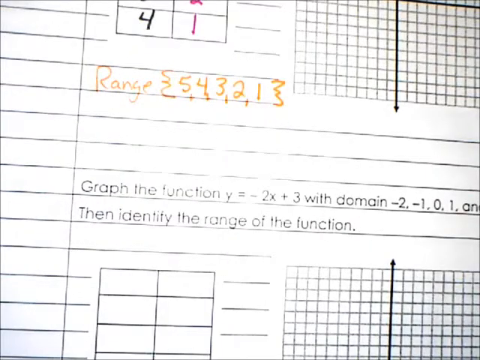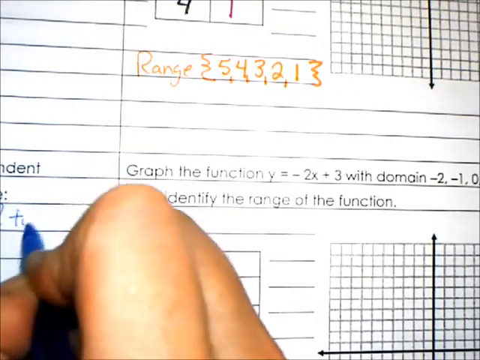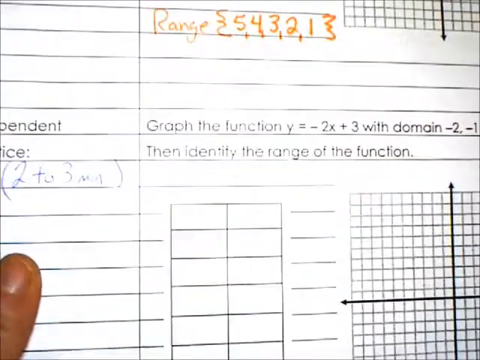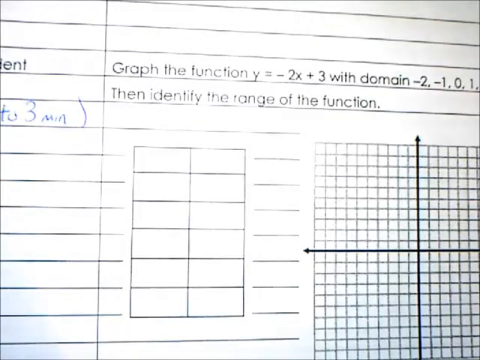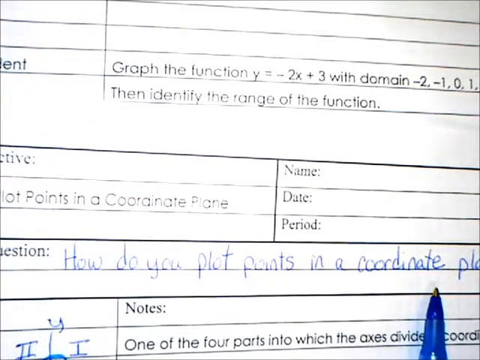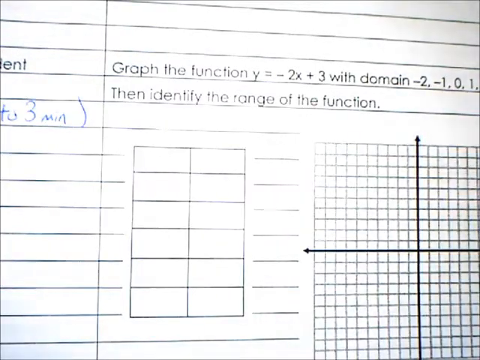Okay, on this independent practice, what I want you to do is I'll give you 2 to 3 minutes when you get into class to actually work this one out and have it ready for whenever I actually check to see if you have done this assignment. Make sure you answer your essential question on how to plot coordinates on a coordinate plane. Remember that is just using the x and y axis and following the coordinates of your point.